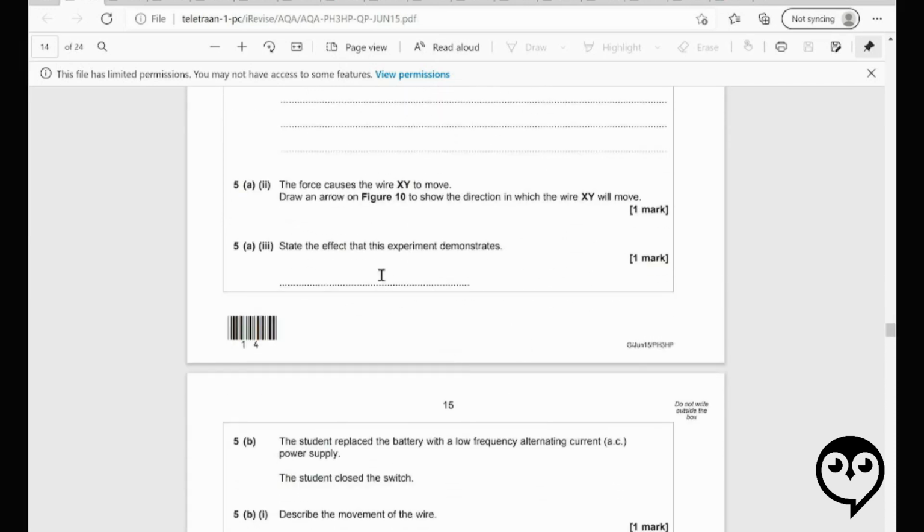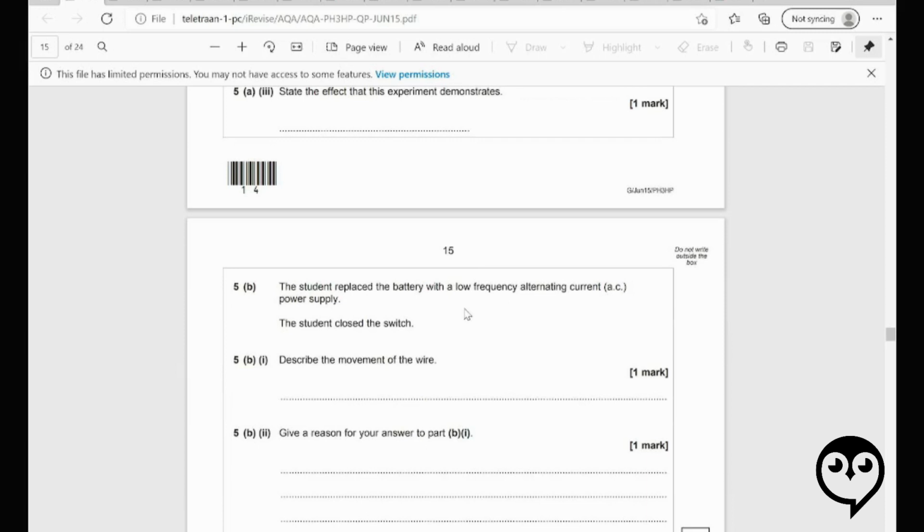Yeah, okay. What's the effect? This is the motor effect. And student replaced the battery with, okay, it's not going to work, or is it going to work with an alternating current? Might not work. It might be moving too fast for the wire to respond. We'll have to see. Describe the movement of the wire. Well, maybe it moves up and down then. I guess it would be oscillating. I guess. Give the reason.